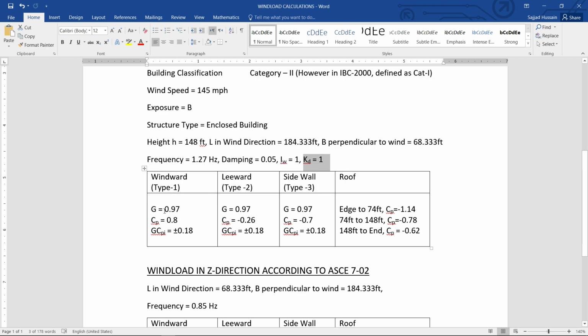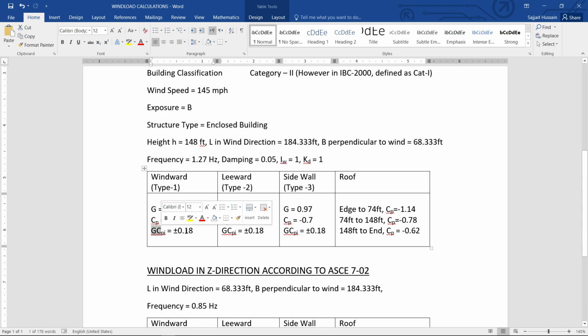For windward conditions, the G was 0.97, Cp was 0.8, and GCpi was 0.18. In the leeward direction, of course, the gust factor remains the same, 0.97. The Cp in the leeward direction was 0.26, and for the side wall the Cp was 0.07 with a negative sign.